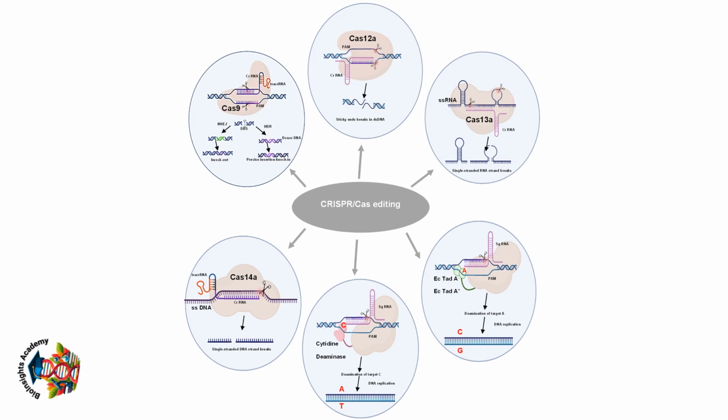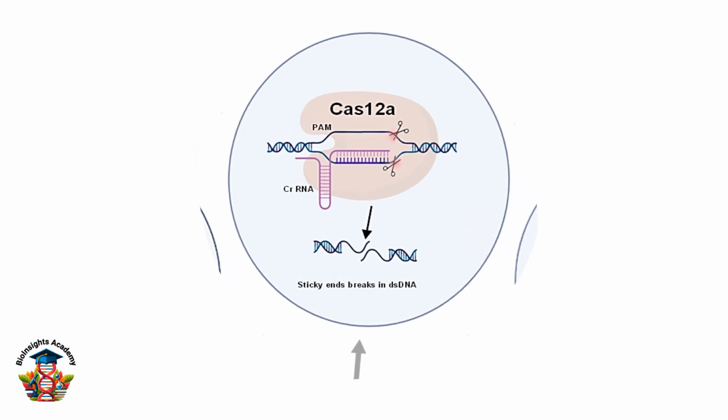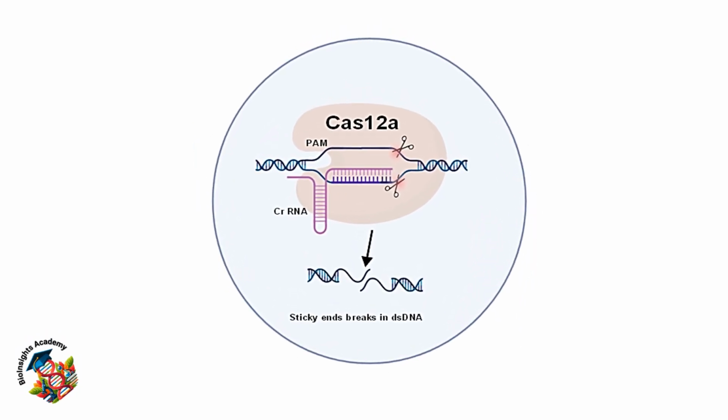Well, the second CRISPR-Cas system which can be used in genome editing is Cas12a, which is known as Cpf1. It is another CRISPR-associated endonuclease that has distinct properties and mechanisms compared to Cas9. Cas12a actually recognizes a different PAM sequence compared to Cas9. For Cas12a, the PAM sequence is typically TTTV, where V can be A, C, or G.